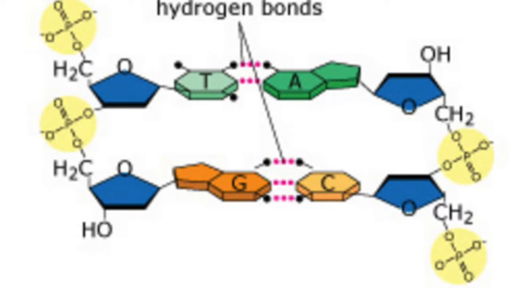Purines have 2 rings and pyrimidines have 1 ring. Pyrimidines are C and T, and purines are A and G.